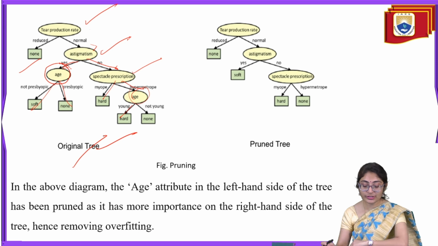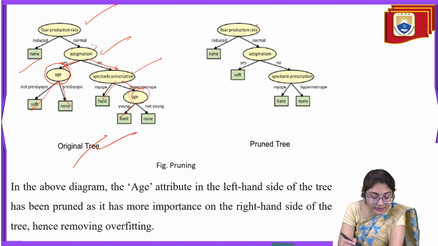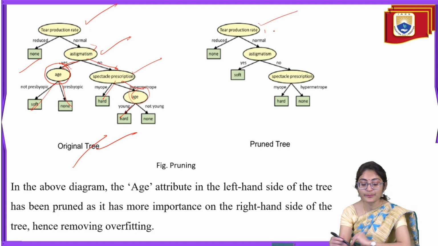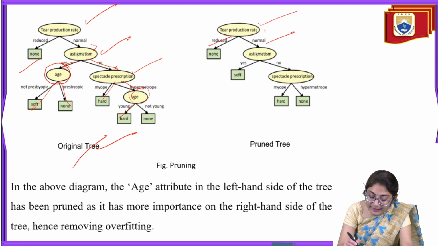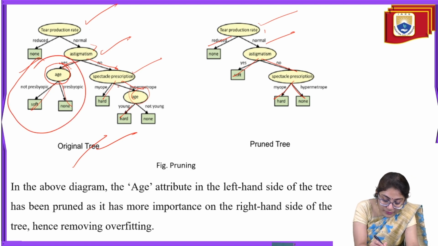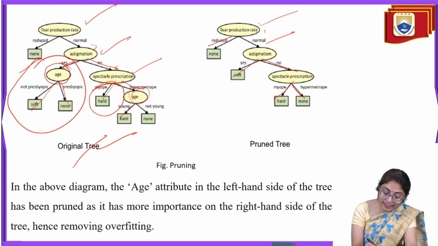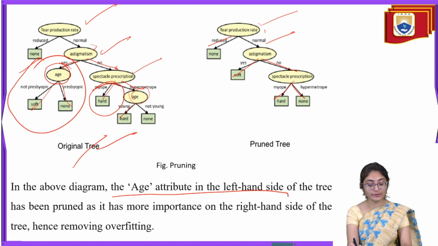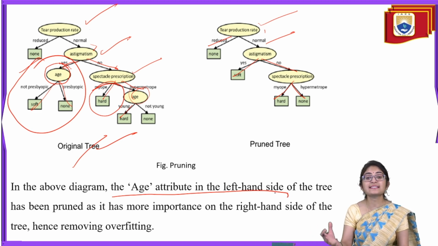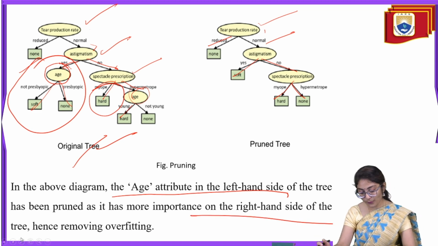But in the pruned tree, what happened? We have trimmed our decision tree, and we have removed those branches which are not choosable. So here you can see tear production rate reduced and normal. Again normal has only two branches. Then again spectacle prescription has two branches. That means we have removed this branch, we have removed this also. That means we have trimmed our branches. And in the above diagram, the age attribute on the left hand side of the tree has been pruned as it has more importance on the right hand side of the tree, hence removing overfitting.